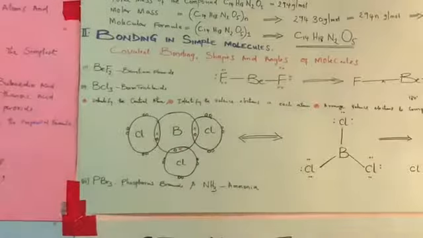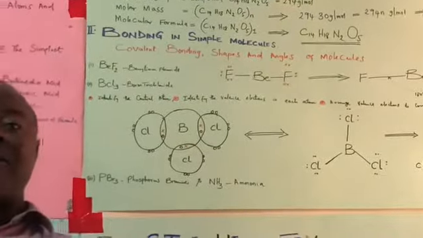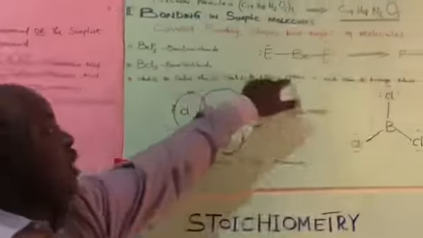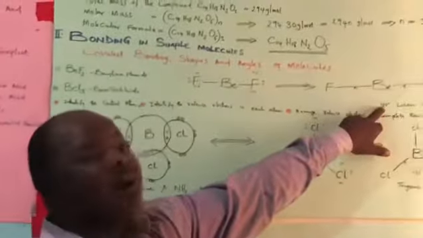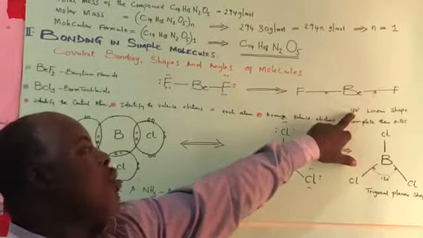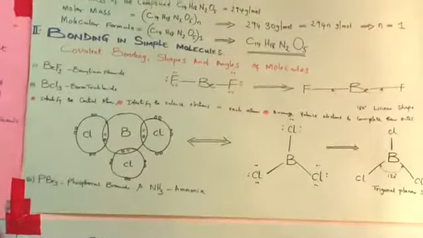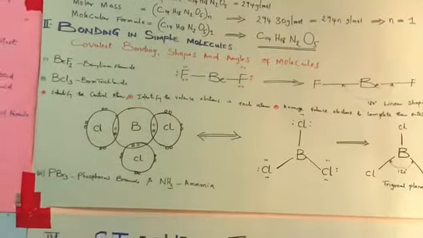And you know, a circle is 360 degrees. Half of a circle is what? It's 180 degrees. As it is straight, therefore, the angle of this bond is 180 degrees, and the shape becomes a linear shape.